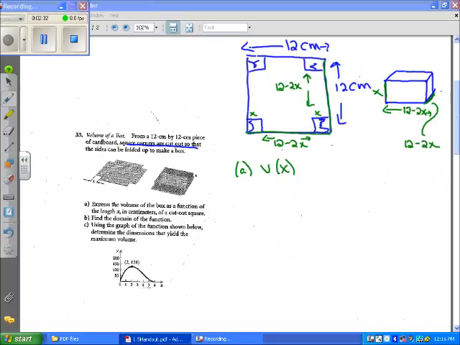So it'd be x times 12 minus 2x times this length, which is also 12 minus 2x. Another way we could write this is we could write these in a different order. We could also write them like this if we choose to.